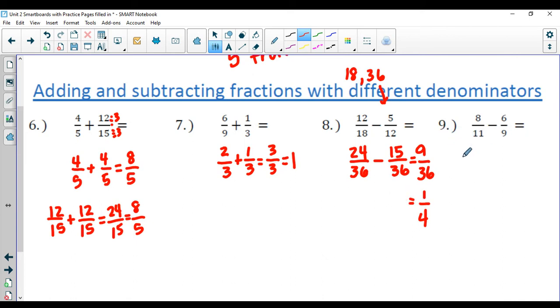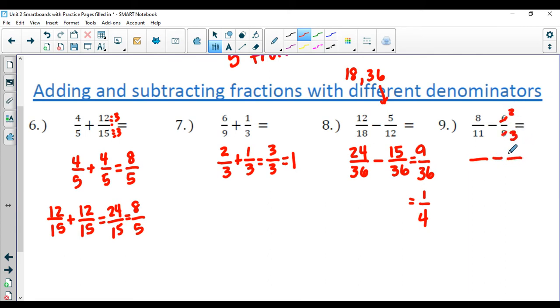In number 9, I have 11/9 and I have 6/9. Looking at 11 and 9, even if I reduce this, that's going to make it a 3, and I still have to make a common denominator. So I'm going to go ahead and just say, thinking about 9s, let's actually reduce this. 2/3 is what it would be.